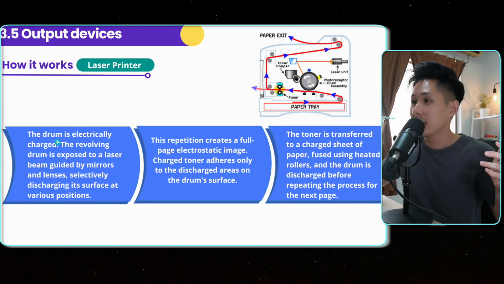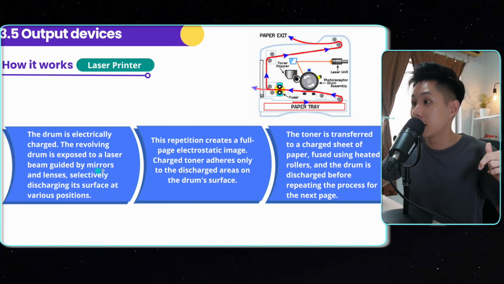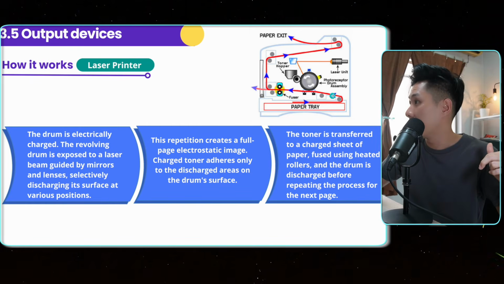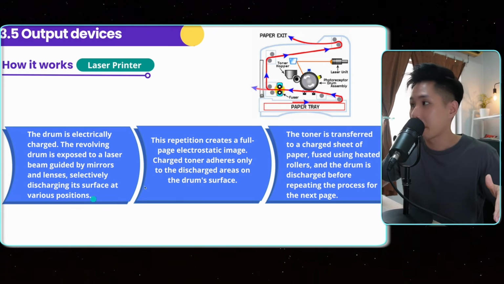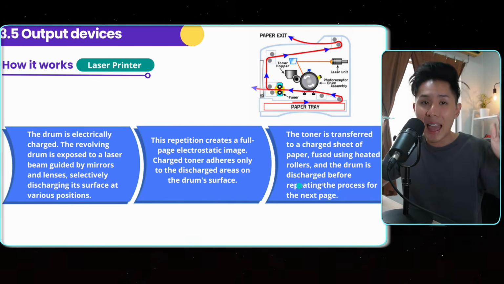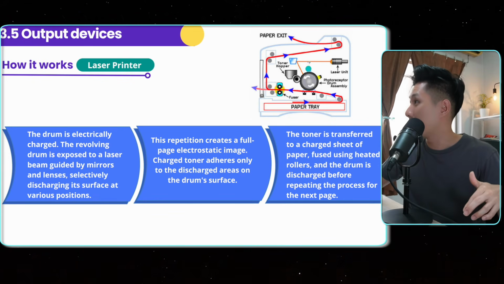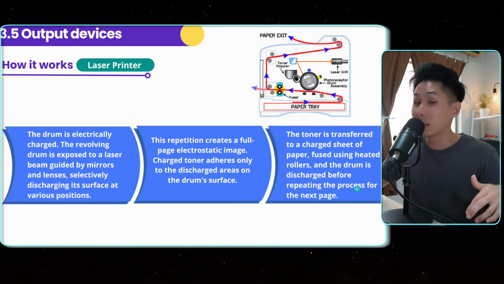Whereas the laser printer uses a mechanism like that. The drum here is a photoreceptor drum. First it will be charged electrically. The revolving drum is exposed to a laser beam guided by mirrors and lenses, meaning they will guide the laser beam to selectively discharge its surface at various positions, meaning the positions on the paper. This repetition creates a full page electrostatic image. Charged toner adheres only to the discharged area on the drum surface. The toner will then transfer to a charged sheet of paper fused with heated rollers. And the drum is discharged before repeating the process for the next page.